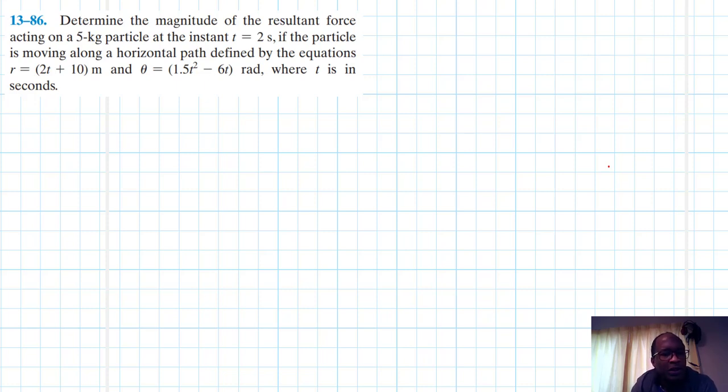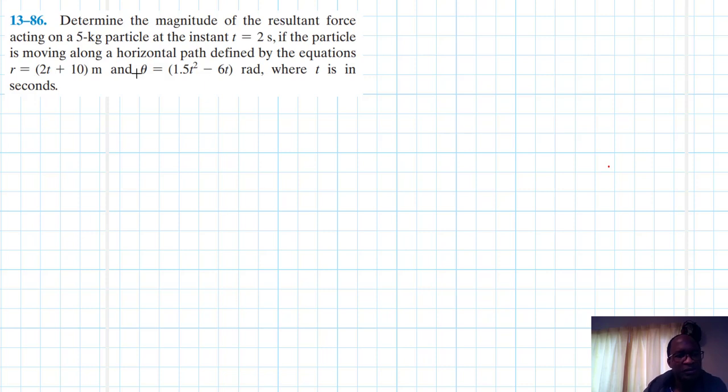The problem reads: determine the magnitude of the resultant force acting on a 5 kg particle at the instant t is equal to 2 seconds, if the particle is moving along the horizontal path defined by the equations r equal to 2t plus 10 in meters and theta equal to 1.5 t squared minus 6t in radians, where t is in seconds. This problem is coming from Engineering Mechanics: Dynamics, 14th edition by R.C. Hibbeler.